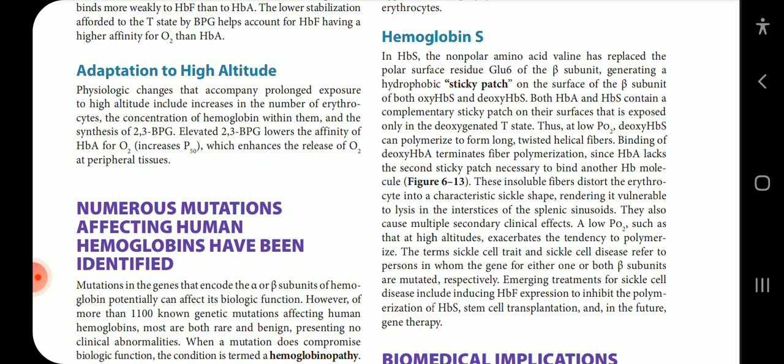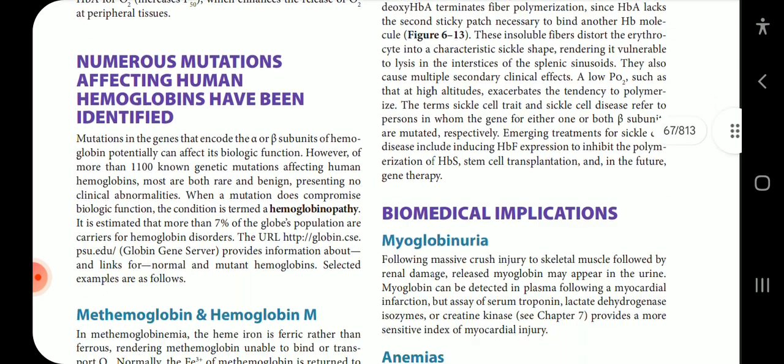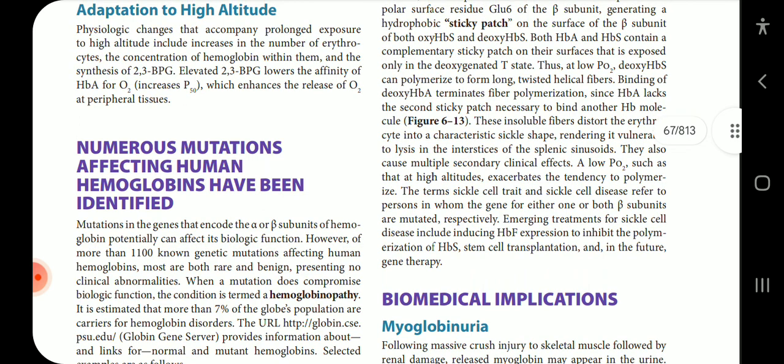Binding of deoxy-HbA terminates fiber polymerization since HbA lacks the second sticky patch necessary to bind another Hb molecule. Like in figure 6.13 we can see these insoluble fibers distort the erythrocyte into a characteristic sickle shape, rendering it vulnerable to lysis by the intrinsics of the splenic sinusoids. They also cause multiple secondary clinical effects.